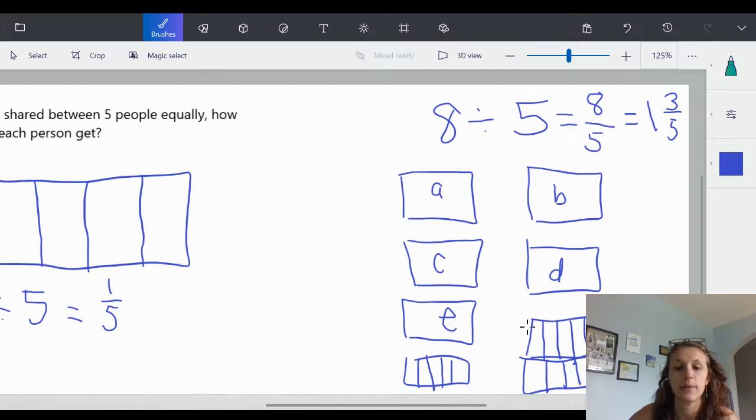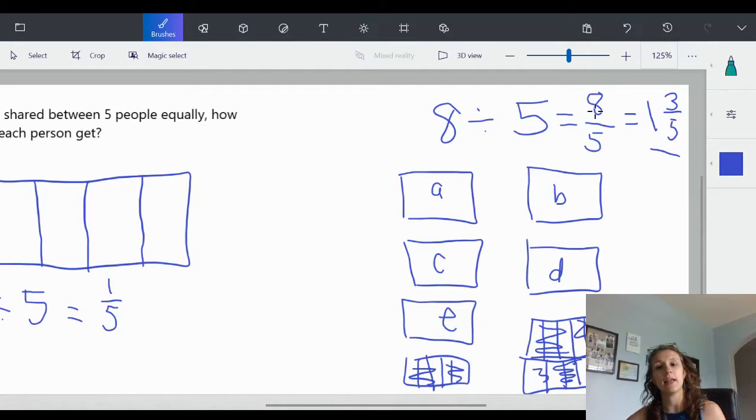All right, let's see. So that would mean person A would get these 3/5. Okay, person B would get 1, 2, 3/5. Person C would get 1, 2, 3/5. Person D would get 1, 2, 3/5. Person E would get 1, 2, 3/5. Good. So every single person would get 1 3/5. So we can see that we can think of our fractions as our division problems in this way.